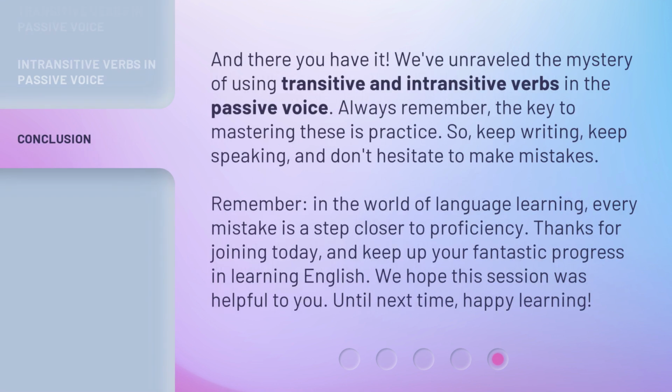And there you have it. We've unraveled the mystery of using transitive and intransitive verbs in the passive voice. Always remember, the key to mastering these is practice. So, keep writing, keep speaking, and don't hesitate to make mistakes. Remember, in the world of language learning, every mistake is a step closer to proficiency.